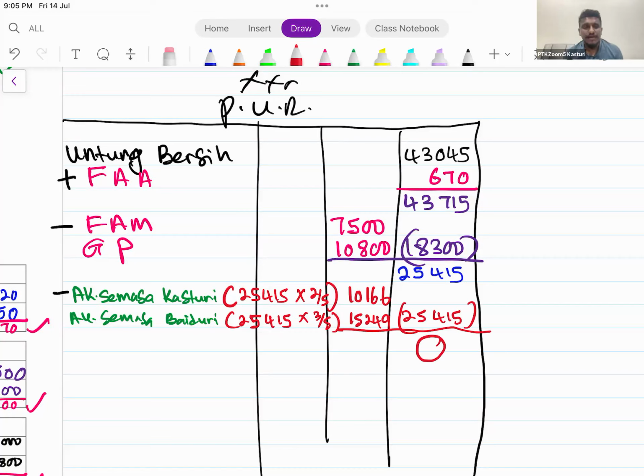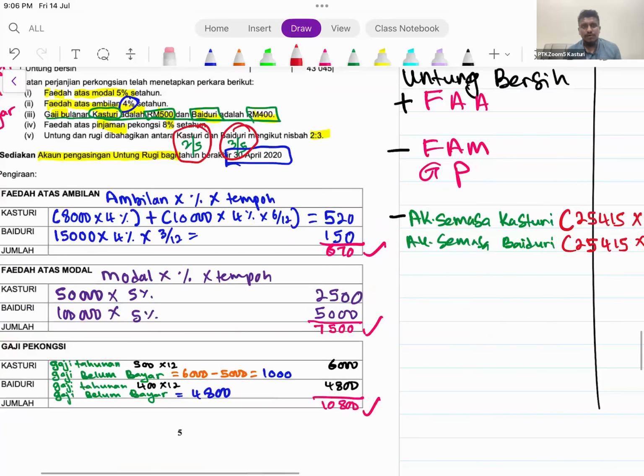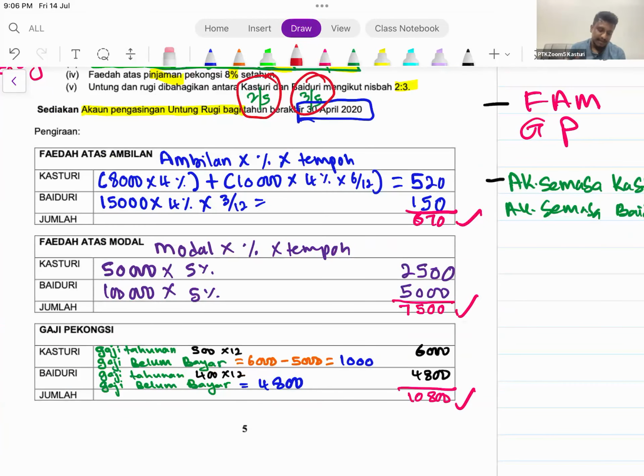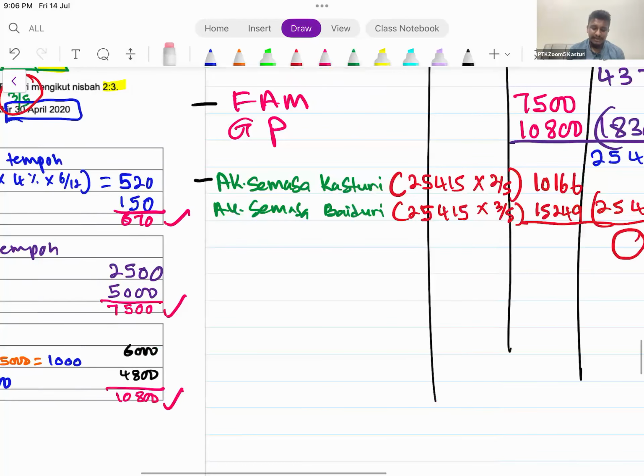This is how we do the account pengasingan untung rugi. So this one is very easy, very simple if you already calculated all these three. So in the exam, always take a test pad. This working must be passed up also. You calculate and then only you do the pengasingan untung rugi.